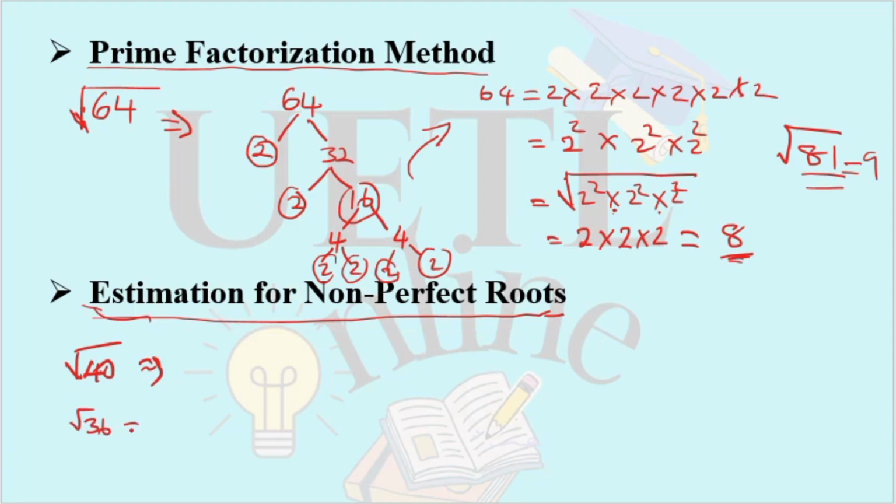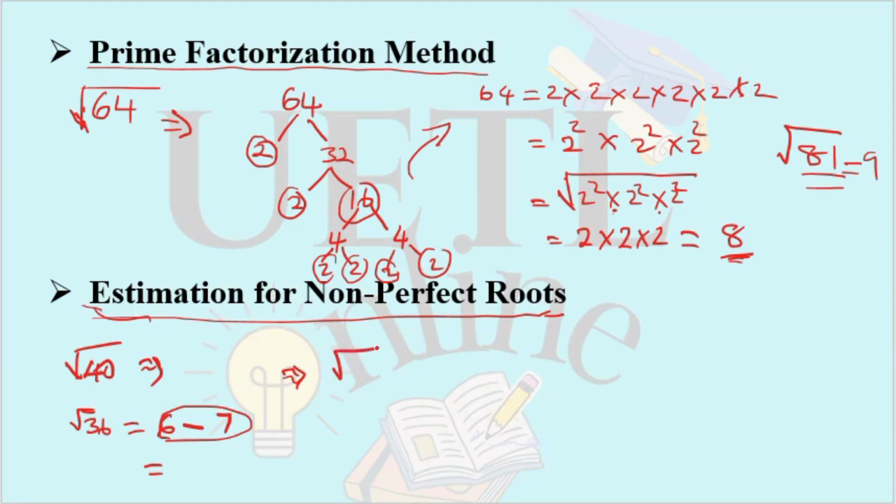Now we just have to find another number. Since 40 is greater than 36, our answer is going to be between 6 and 7. So we can write any number between 6 and 7. That's our approximation.